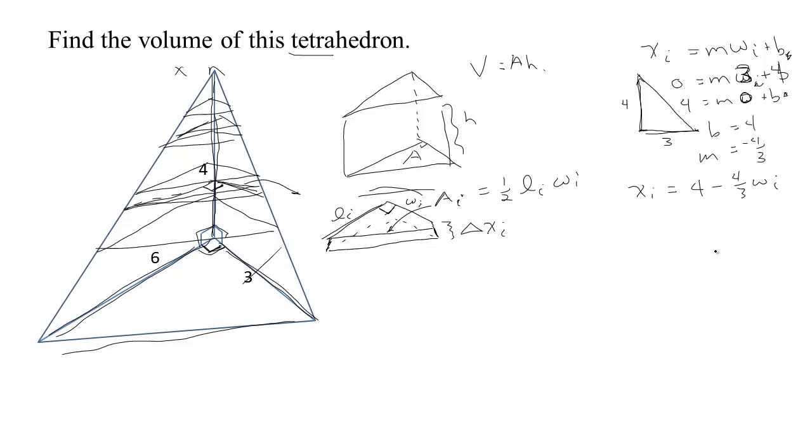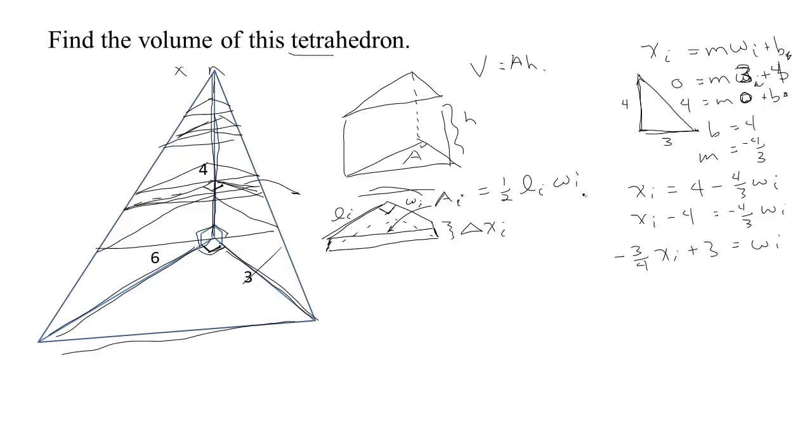Let me check that again. When the width is 3, then that's when x is 0. Good. And when the width is 0, that's when x is 4. Now actually I want the width as a function of x, so x minus 4 is going to be negative 4/3 w. If I multiply through by negative 3/4, I get negative 3/4 x, and negative 3/4 times 4 would be positive 3. That's the width. Okay, that makes sense. When x is 0, we have a width of 3, and when x is 4, we have a width of 0.